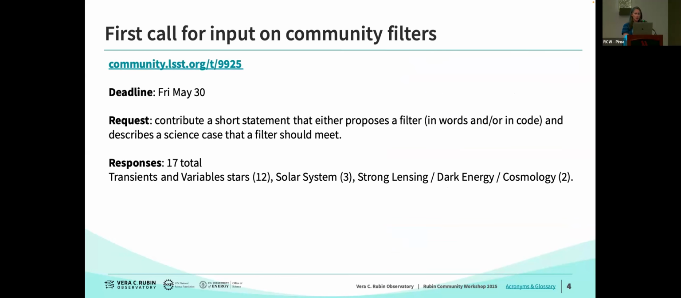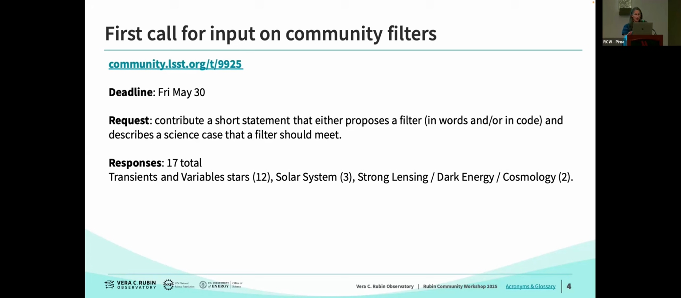So the first call for input went out on the community forum. The deadline was Friday, May 30th. The request was just for people to contribute a short statement that either proposed a specific filter, like in words or with code, or just described a science case that the filter should meet.